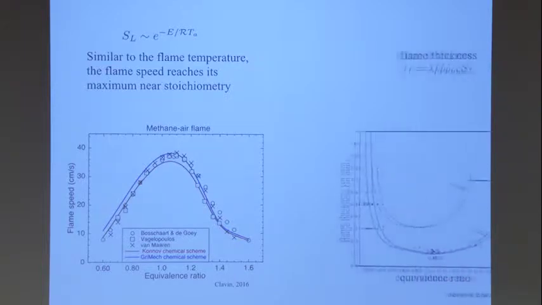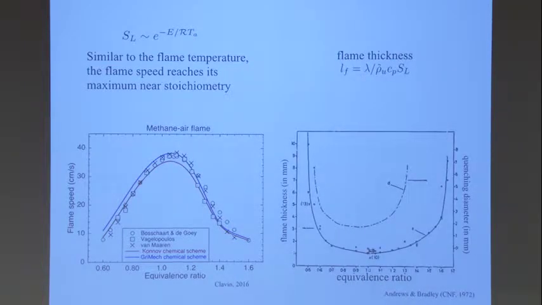Okay, so this is the first comment. The second comment is that the flame thickness, since the flame speed appears in the denominator, has exactly the opposite trend. So the flame will be thinner when the equivalence ratio is 1, and otherwise thicker when you go towards lean or rich limits. So it just has the opposite trend than the flame speed.